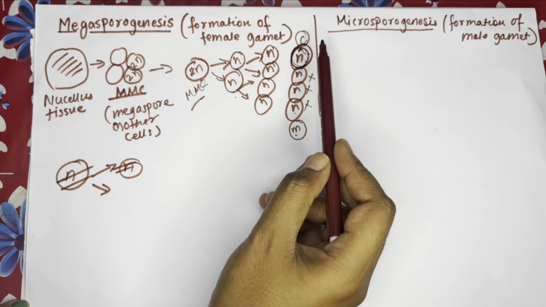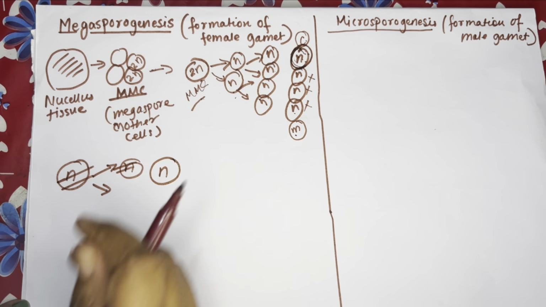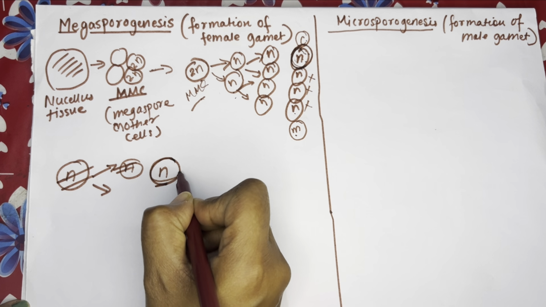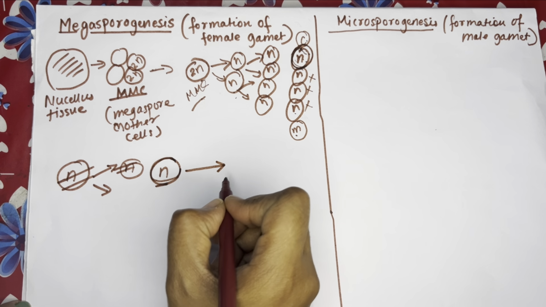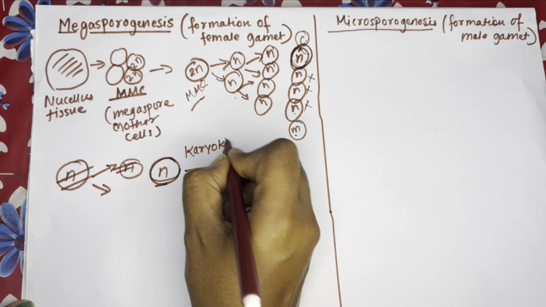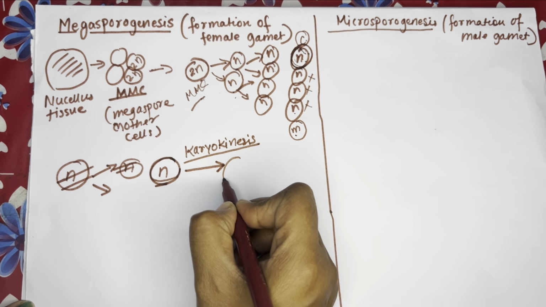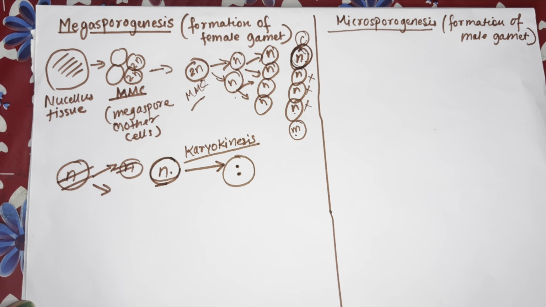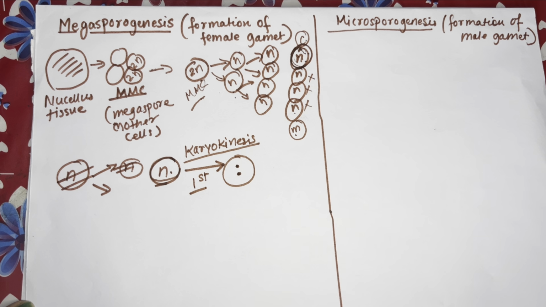Now let's start our story from this point. This surviving megaspore from the chalazal end will continue the process. It will do mitotic division. But remember, as a result of this mitotic division, only karyokinesis will be there. That means only the nucleus will divide, not the cell. When mitosis is done, one nucleus will divide into 2. This is the first mitotic division done by the surviving megaspore.